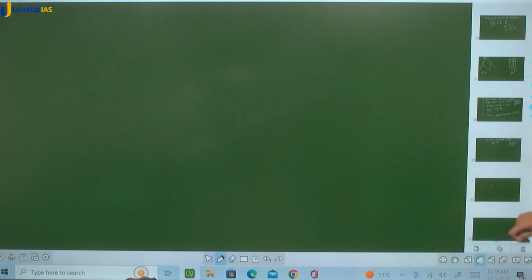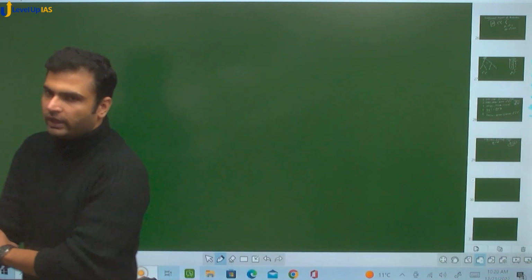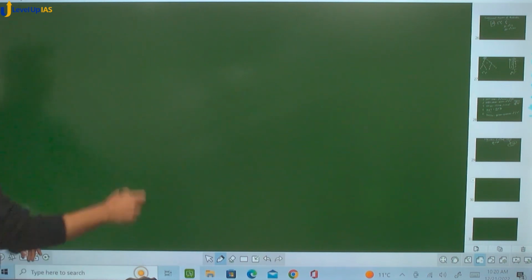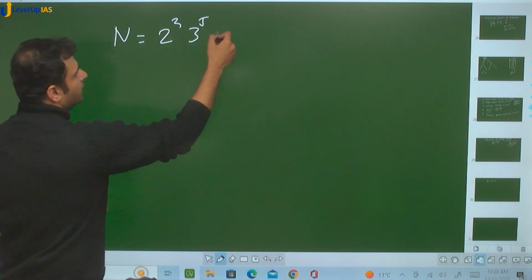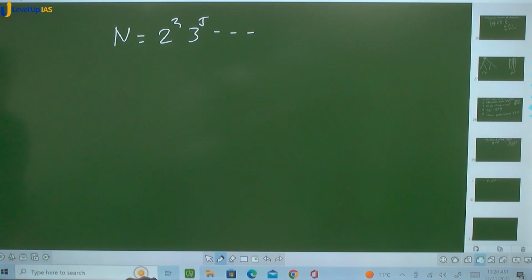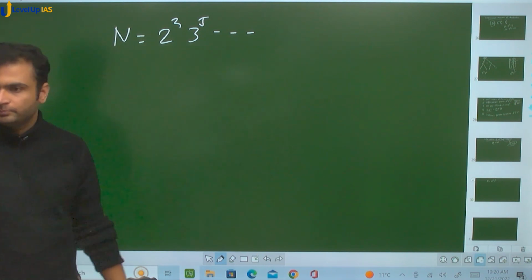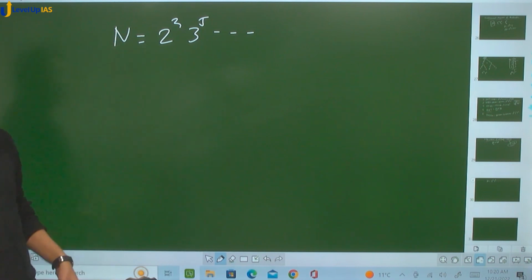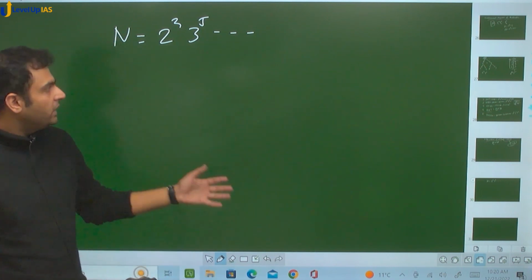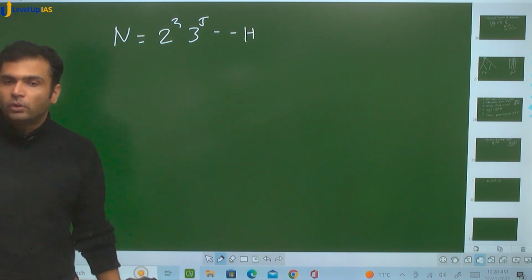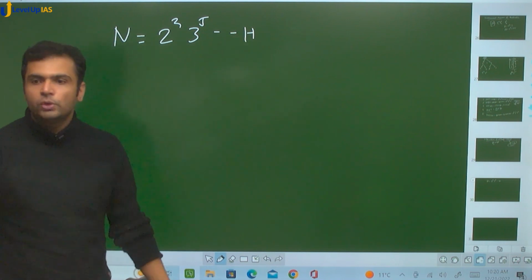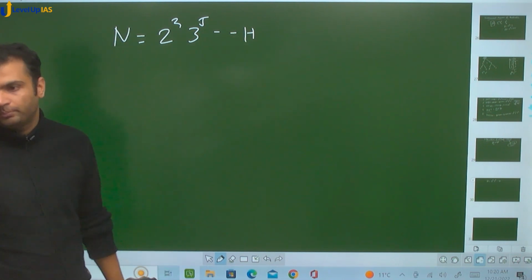Now the next thing we are talking about is that for any number we have some prime factorization, let us say n is equal to 2 raised to 3, 3 raised to 5, etc. This is some prime factorization of some number. Now this number is divisible by a particular prime number, let us say 2, only when 2 appears here. It is divisible by 3 only when 3 appears here. It is divisible by, let's say, 11, only when 11 appears in its prime factorization. Whatever primes appear in this prime factorization, those are the only prime factors this number will have.